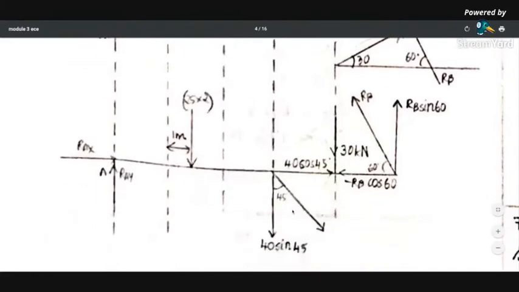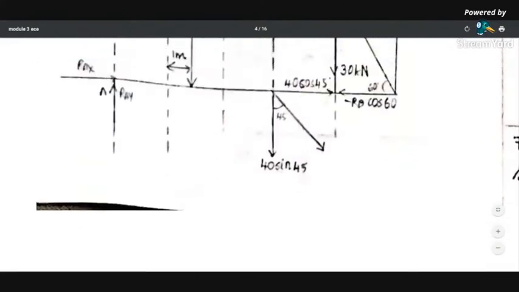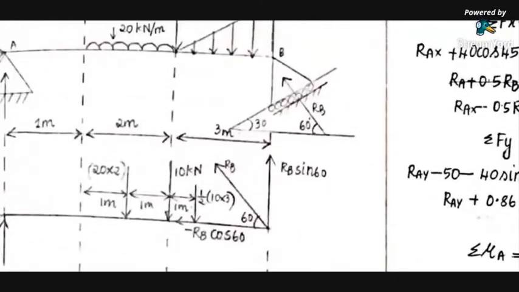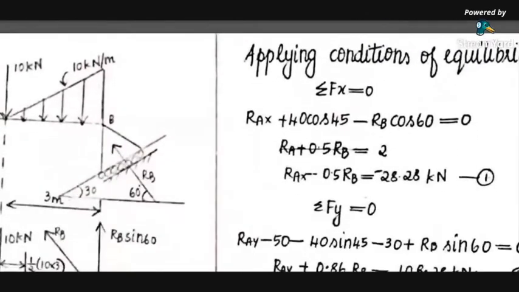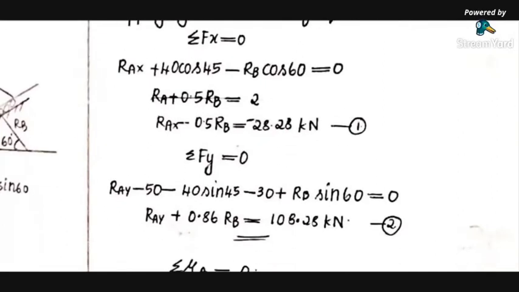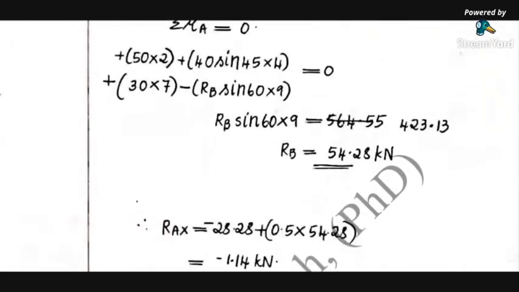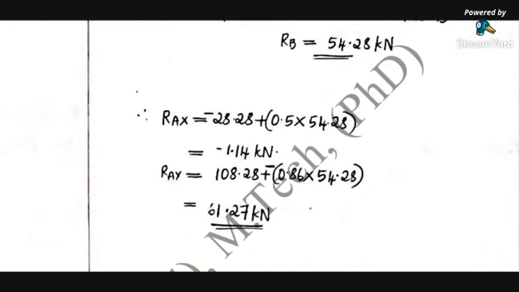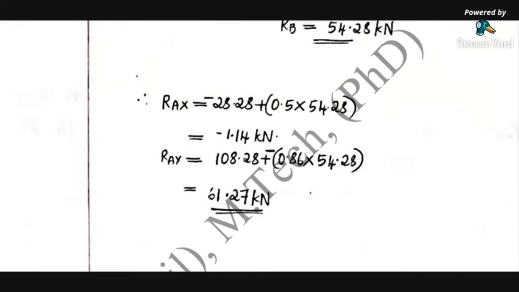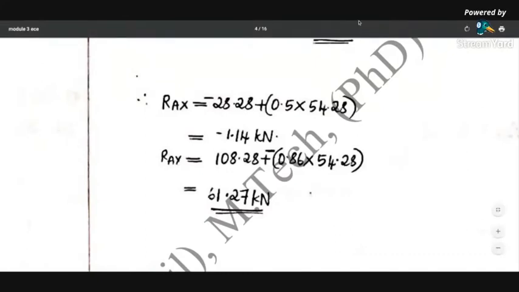So this is the UDL. This is the inclined load which has been resolved into its horizontal and vertical components. So you don't need this particular force, however you have resolved it. Apply the conditions of equilibrium in this way. Summation of Fx equal to 0, Fy equal to 0, moment about A is equal to 0, get the value of RB, substitute it in equation 1 to get the value of RAX and RAY. Steps will remain common and same for all the problems.